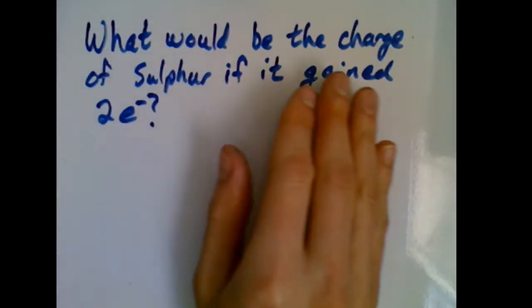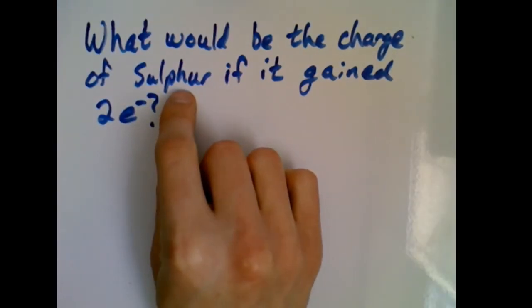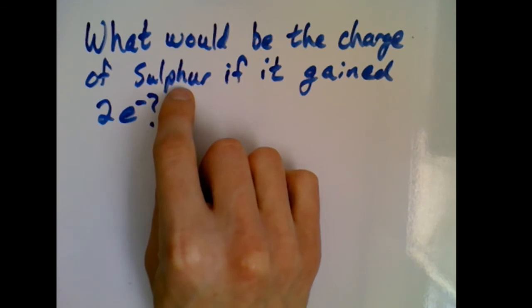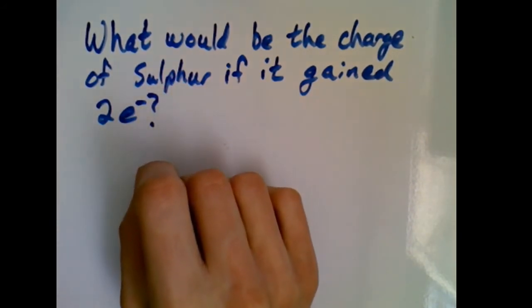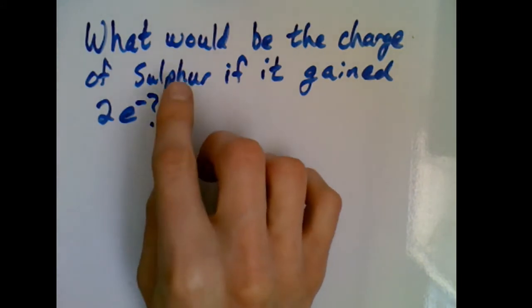So what would be the charge of sulfur if it gained 2 electrons? I just want to clear something up. I'm Canadian, so I use British English, and so I use pH when it comes to sulfur. Often you'll see it written with an F, which is the American spelling if you wanted to use that. But they are exactly the same thing. It's just different ways of spelling it.